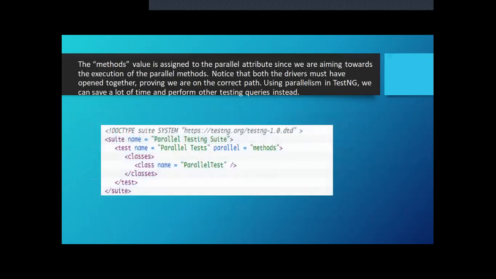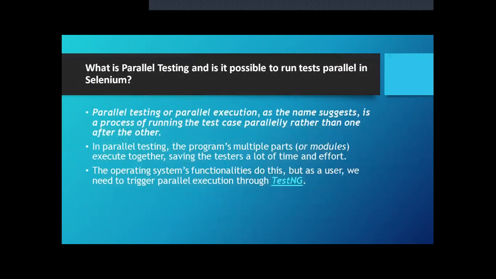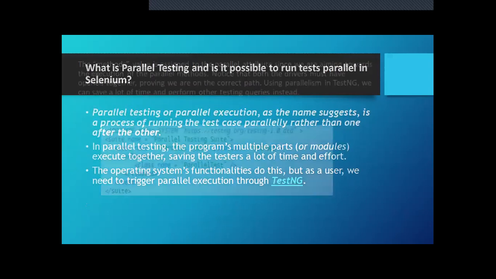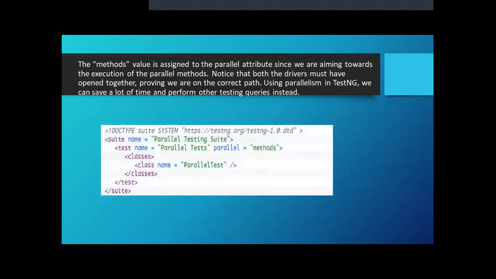Okay. So how can it be achieved? There are two parts in this question: what is parallel testing and how can it be done. One part is about the definition, what it actually is. And how it can be achieved is by using the tag parallel equal to methods. So this methods value is assigned to the parallel attribute, and we are doing this in the testng XML file.